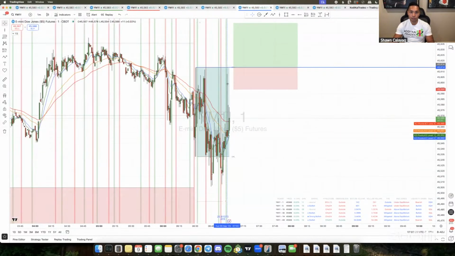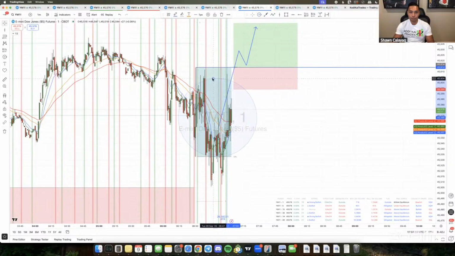But I am still looking for the ORB here because I do like how price is pushing up. And if it does correct back to this area, it's going to break out of this middle range, and I'm looking for a continuation up higher.